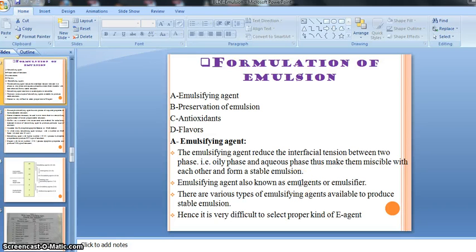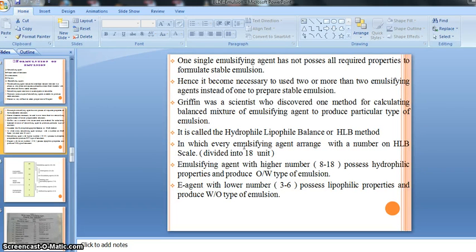Various kinds of emulsifying agents are available in the market, and it becomes very difficult to select the proper kind of emulsifying agent due to the availability of a large number. We know that one single kind of emulsifying agent does not possess all the required properties to make a stable emulsion. That's why we need to use more than two emulsifying agents in one single preparation in order to prepare a stable kind of emulsion.